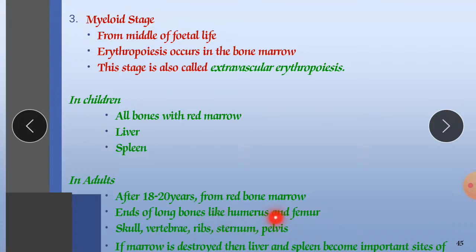Why? Because these are the large, long bones, where we get a large area for bone marrow where we can produce our blood. The skull, vertebrae, ribs, sternum and pelvis are also sites for bone marrow. If marrow is destroyed, then the liver and spleen become important sites for hemopoiesis.